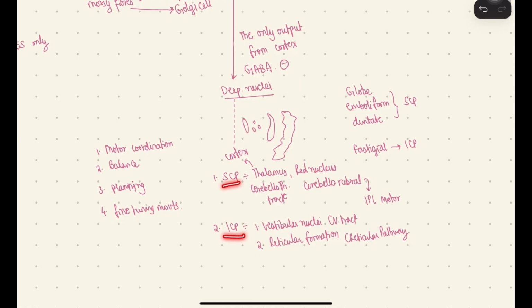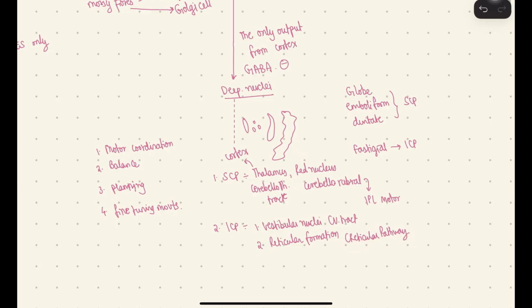As for the efferents, the globose, emboliform, and dentate exit the cerebellum through the superior cerebellar peduncle, and the fastigial exits through the inferior cerebellar peduncle. The superior cerebellar peduncle goes to the thalamus, and the tract is, no surprise, the cerebellothalamic tract. The red nucleus is reached by the cerebellorubral tract, which controls ipsilateral motor activity. The inferior cerebellar peduncle goes to the vestibular nucleus through the cerebellovestibular tract, and to the reticular formation through the cerebelloreticular pathway.